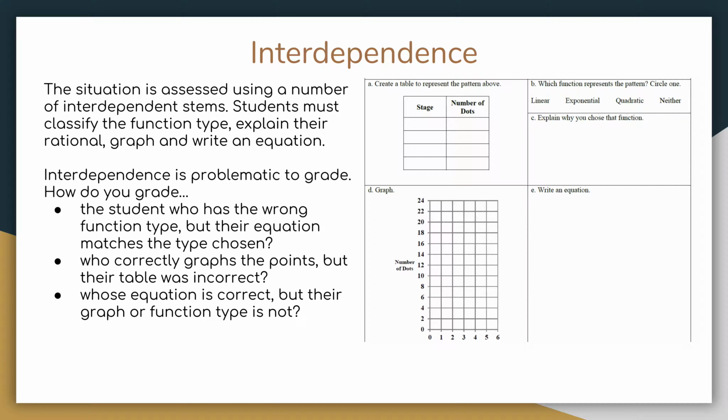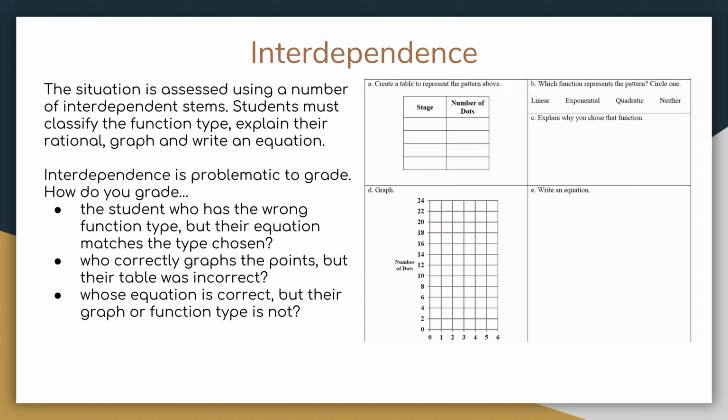While most of us would favor giving the points in the graph or giving the points in the table, but one but not both, the reality is that this causes a vast misrepresentation of what students know. In fact, it's not exactly clear what students know because they got part of it right and part of it wrong, and their answers are incongruent.